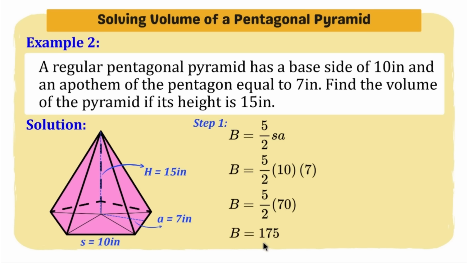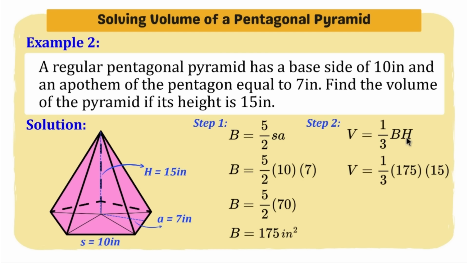So our answer will be 175. Its unit is square inches. Okay? Area is 175 square inches. Next step is to now find the volume. So our volume is 1/3 the area of the base times the height of the pyramid. So let's substitute. Area of the base is 175 and then the height of the pyramid is 15 inches.